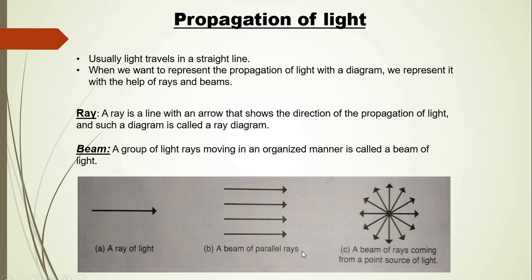So a beam of parallel rays is there. A beam of rays coming from a point source of light. This is a source of light through which our light rays are coming in an organized way, and that is called a beam. So this is about the propagation of light. Light always travels in a straight line, and this property is called rectilinear propagation of light. When we have to represent light, we use these two types of diagram, the ray diagram and the beam.